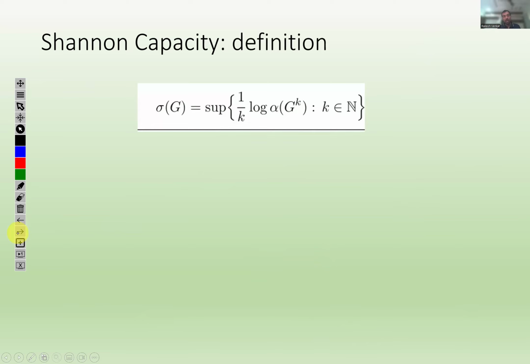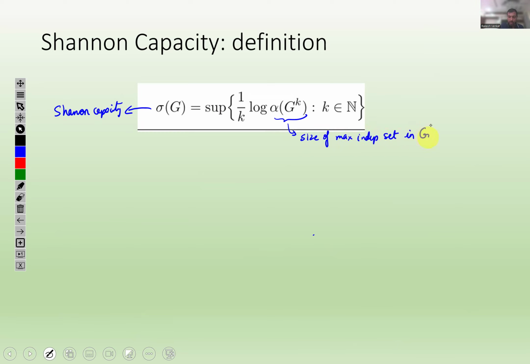And now, because I can use the channel multiple times, I give you freedom. Use it any k times, but use the k that is most optimal. So the Shannon capacity, sigma of G, is the supremum of 1 over k log of alpha of G power k, where alpha is the size of the maximum independent set in G power k.